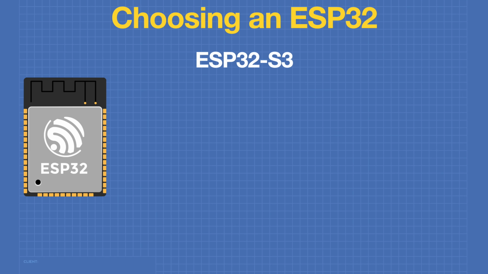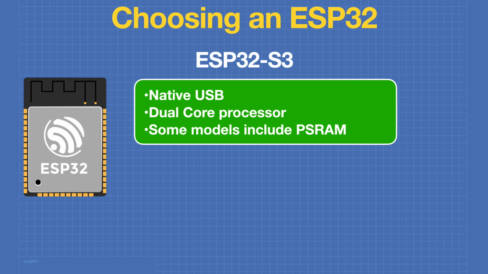The ESP32S3 also has native USB and is a dual-core processor. Some models also include PSRAM.